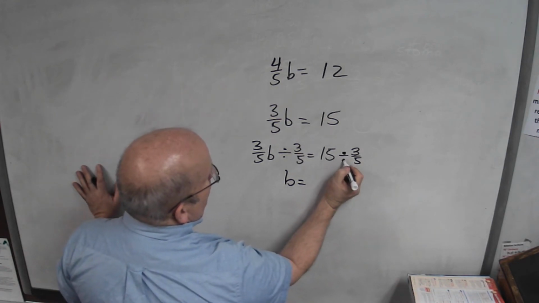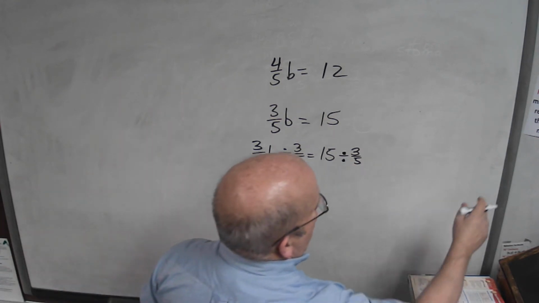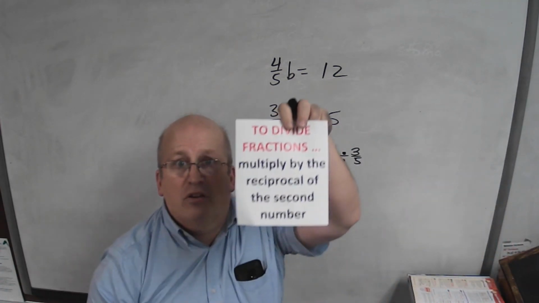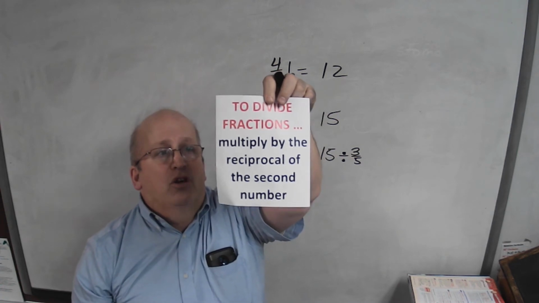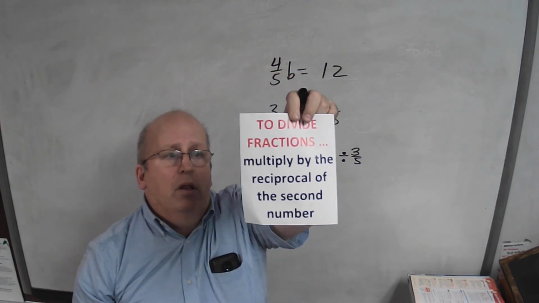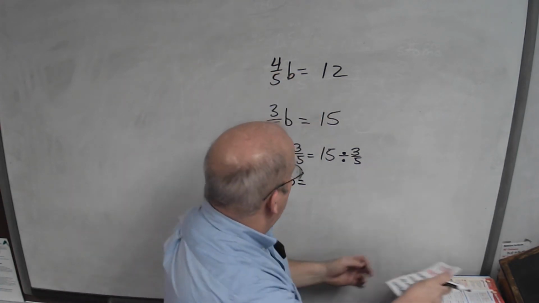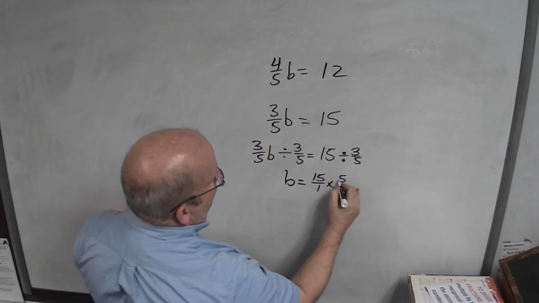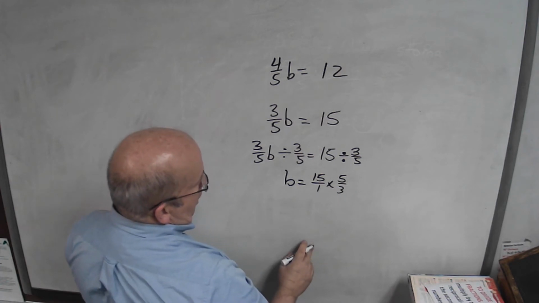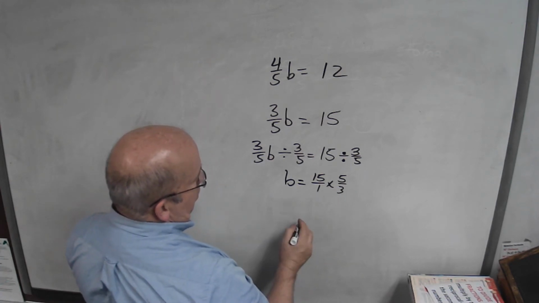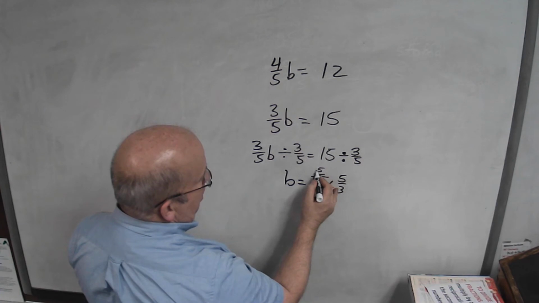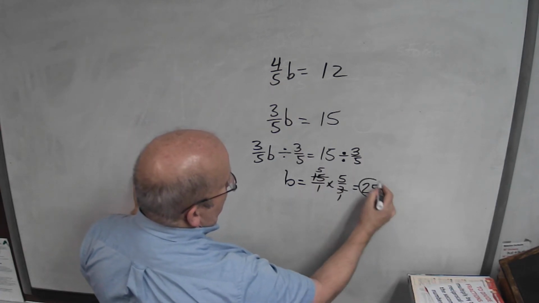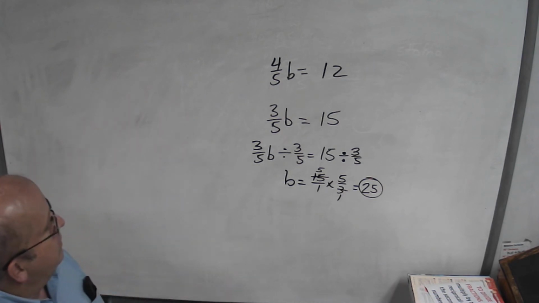Now we have to remember the rule about dividing fractions. Here's our sheet for dividing fractions. Remember this? To divide fractions, you multiply by the reciprocal of the second number. So that means 15 over 1 times 5 over 3. Hey, is there any simplifying I can do here? Yes, there is. Divide by 3, and I get a final answer, in this case, of 25.